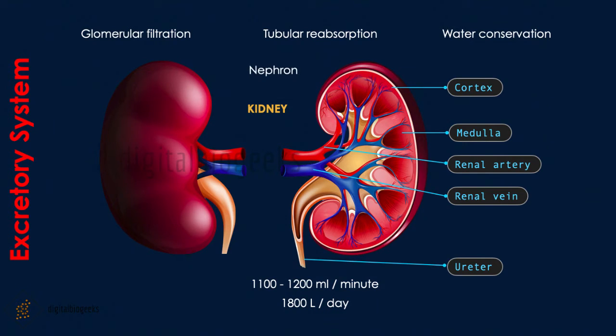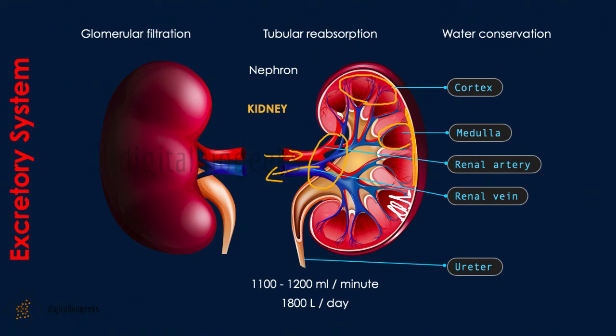The smaller units responsible for filtration and reabsorption in the kidney are known as nephrons. Nephrons are the functional unit of the kidney. They lie half in the cortex and half in the medulla. The nephron starts from here, enters the medulla, and then again goes into the cortex like this.